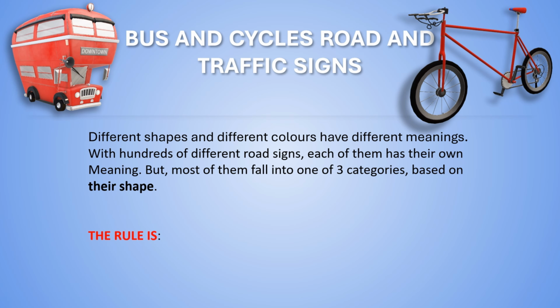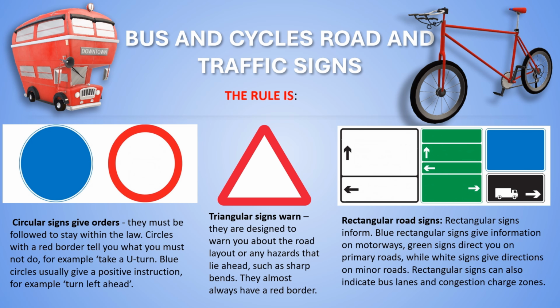The different shapes and different colors of these road and traffic signs have different meanings. With hundreds of different road signs, each of them has its own meaning, but most of them fall into one of three categories based on their shape. And the rule is: circular signs give orders, and they must be followed to stay within the law.